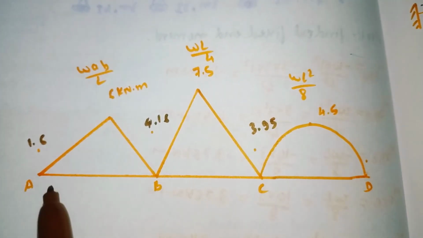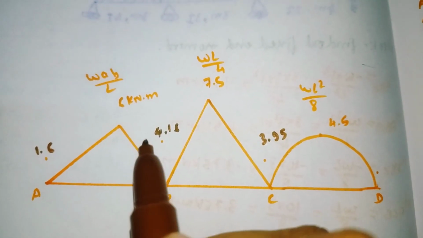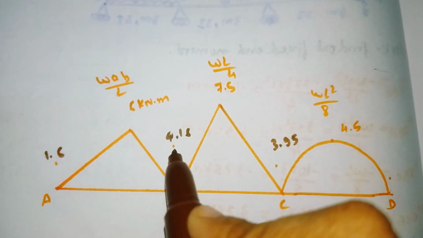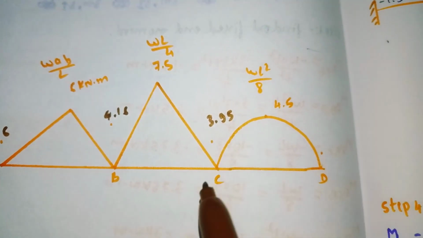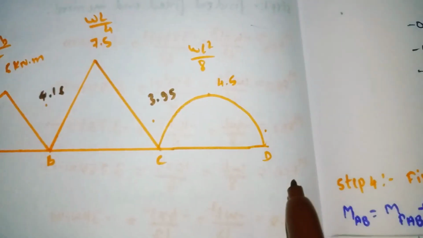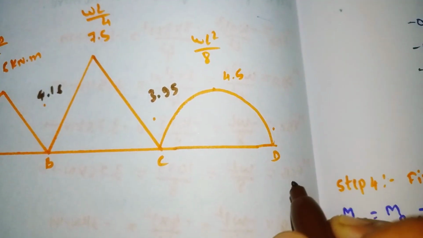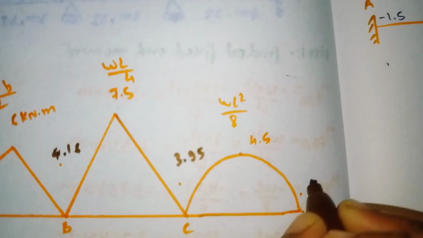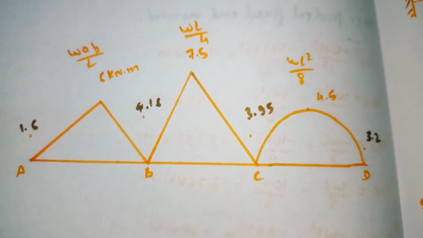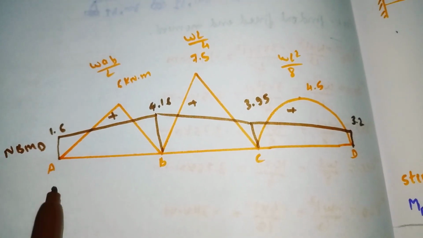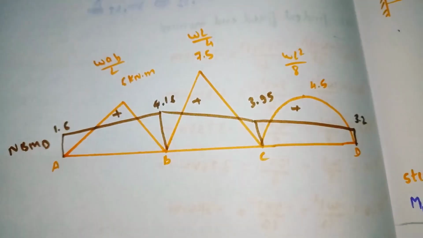Here also MBA and MBC values we got were 4.1, so both will coincide with each other, only the sign will change. Here also the answer is the same, the sign will change. Lastly, our MDC value we got was 3.2, so it comes here. Now join all the lines. So this is our net bending moment diagram. This is how we need to draw. Here our problem ends.